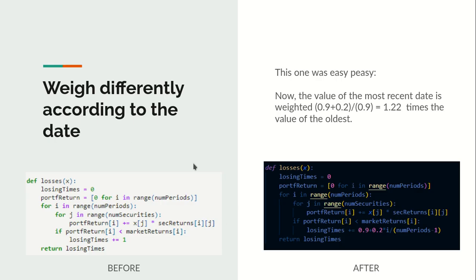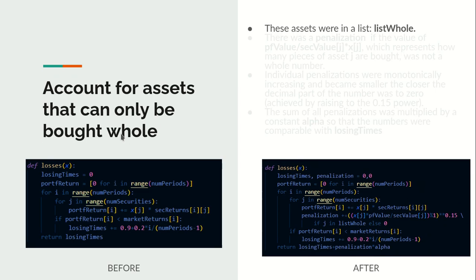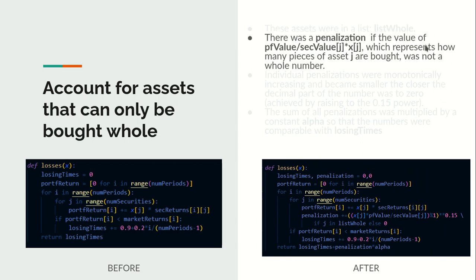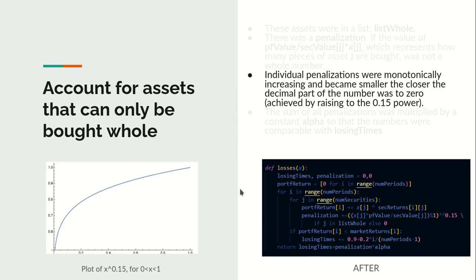So for the first objective, I only needed to change this line of code so that older values had a smaller weight and more recent values have a larger weight. In order to account for assets that can only be bought whole, I placed them in a list. Then I applied a penalization if the value was not an integer, or it was not a whole number. And this penalization was smaller the closer it was to a whole number.